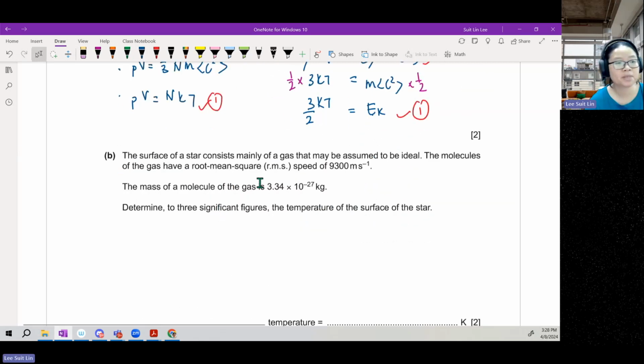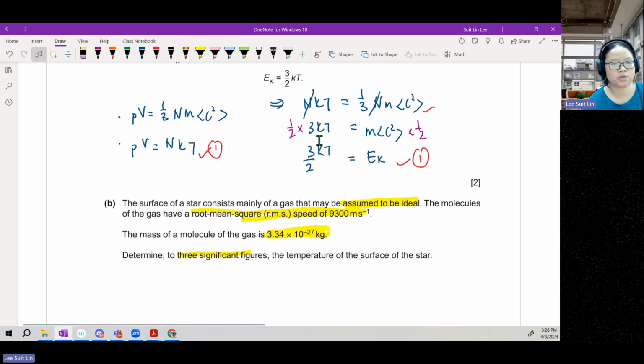Okay, part B. The surface of a star consists mainly of a gas that may be assumed to be ideal. The molecules of the gas have a root mean square speed of this much. Mass of one gas particle is this much. Looks like hydrogen to me. Determine to 3SF, 3SF, pencil, the temperature of the surface of the star.